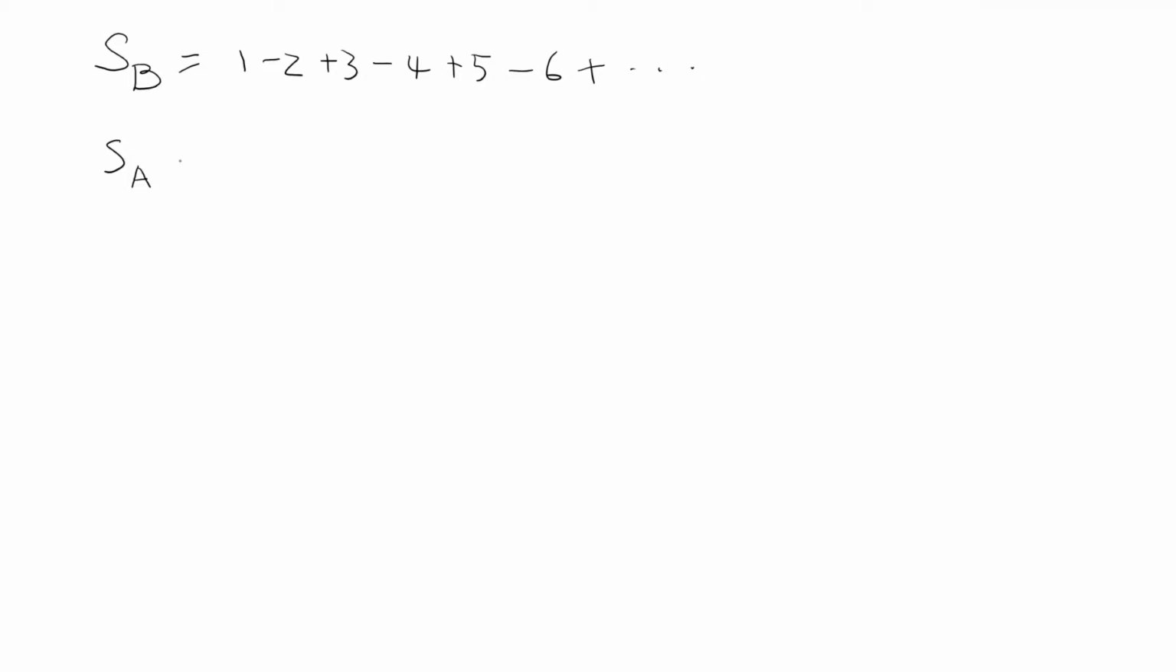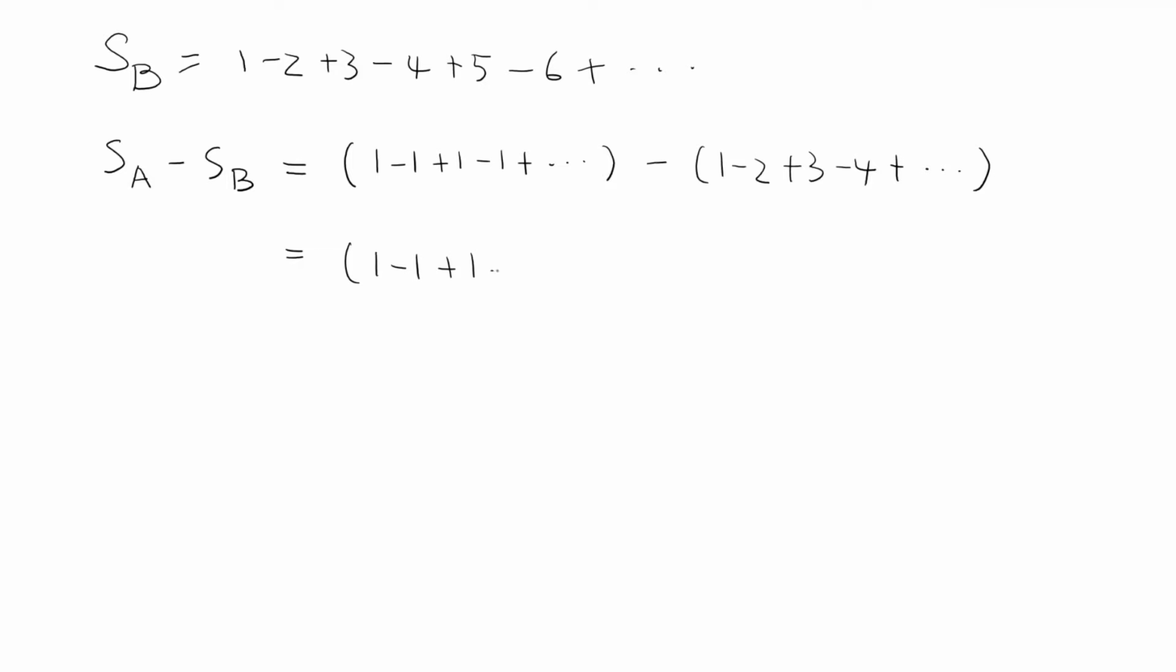So if we do this little thing, S sub A minus S sub B, then we have 1 minus 1 plus 1 minus 1 plus dot dot dot minus 1 minus 2 plus 3 minus 4 plus dot dot dot. If we break this off, then that is 1 minus 1 plus 1 minus 1 plus dot dot dot minus 1 plus 2 minus 3 plus 4 minus dot dot dot. Then we can start pairing off each of these numbers in such a fashion. So 1 minus 1 plus 1 minus 1 plus 1 minus 1. Okay, I think 6 is enough. So I'm going to write plus dot dot dot.